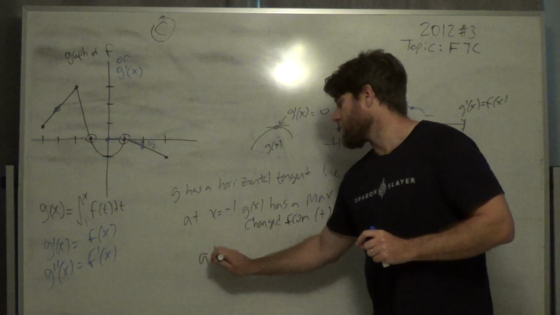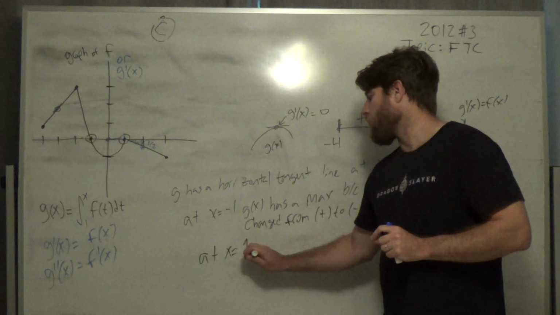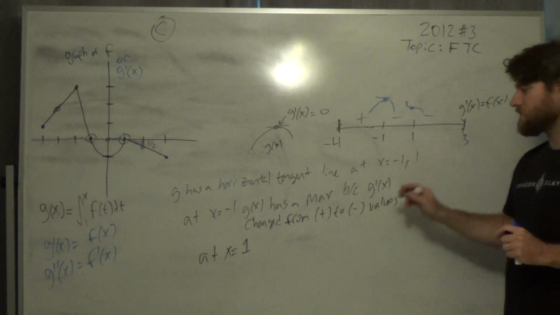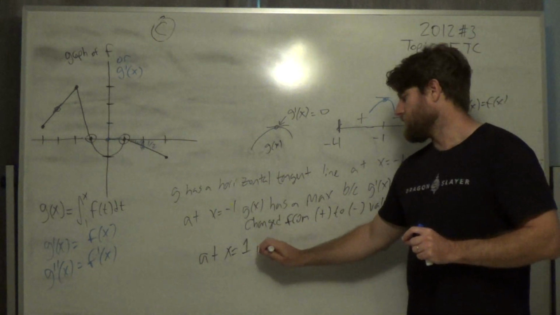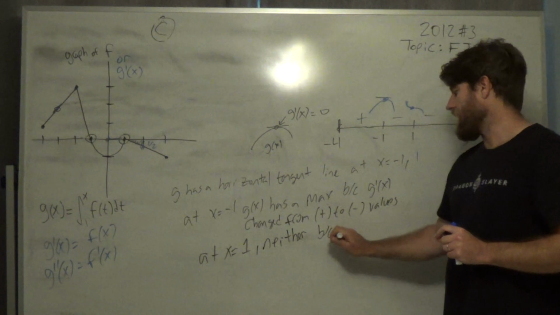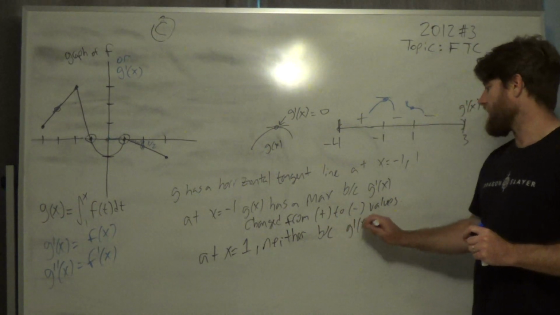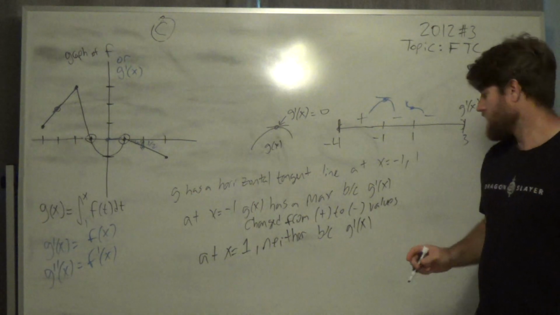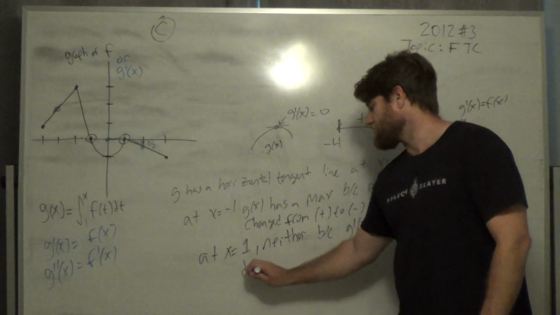And now I'm going to answer the next one. At x equals 1, it was neither a max or min. It was decreasing and still decreasing. So I'm just going to write neither, and then because g prime x didn't change signs, or it was negative and then negative. But just g prime x didn't change signs.